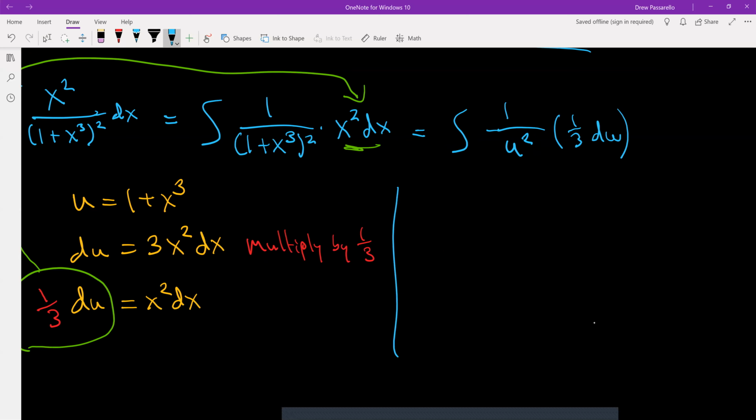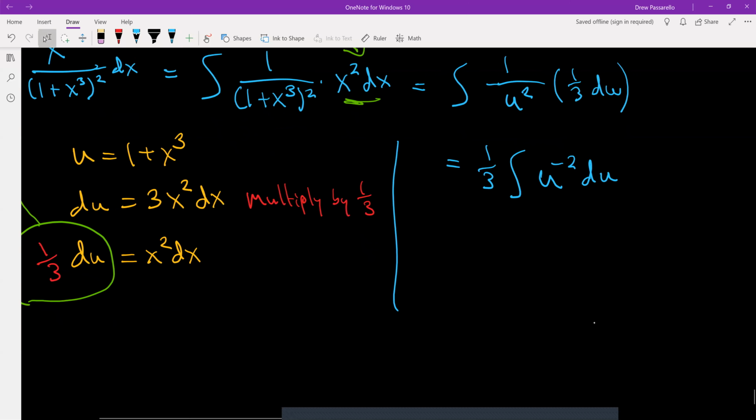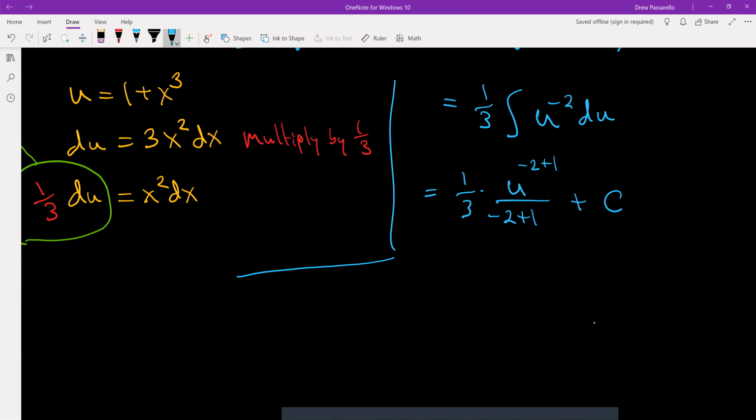All right, so now I just integrate this, and I'll factor out the 1/3. So you have u squared in the denominator. If I want to make use of the power rule, I can write 1 over u squared as u to the negative 2, using exponent rules. And now I can integrate. So it'll be 1/3 times u to the negative 2 plus 1 divided by that same thing, negative 2 plus 1. Negative 2 plus 1, that's negative 1.